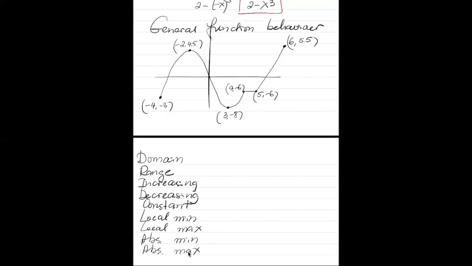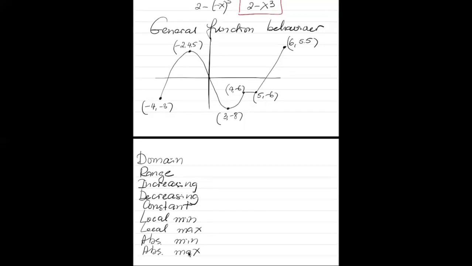So let's start with the domain. Our function starts with -4 and ends with 6. So we're looking at the x values. The range, we're looking at the y values from the bottom to the top. And the lowest point is -8, including. The highest point is 5.5.